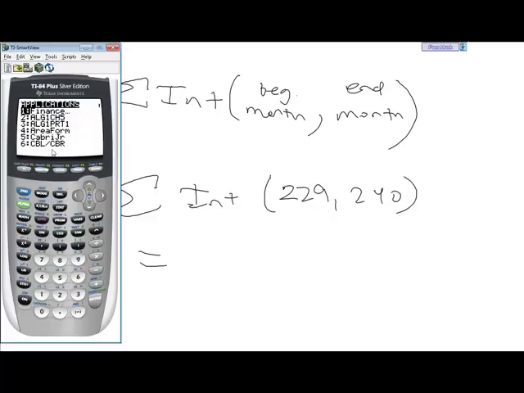Go into apps, go into finance, but don't hit TVM Solver, and scroll down until you see the sum int function. So there's sum int. I'm going to hit enter. It pulls into my home screen. I type in 229, 240, close parenthesis, hit enter, and notice, voila, there it is, 84461.11.